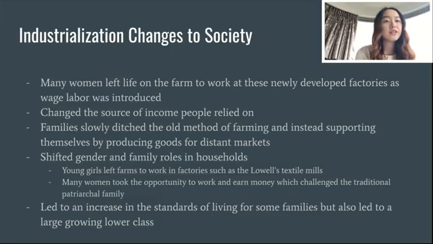Gender and family roles in households were also shifted. Many young girls left farms to work in factories such as Lowell's textile mills. With women taking the opportunity to work and earn money, it challenged the traditional patriarchal family. This large change in the society led to an increase in the standards of living for some families, but also led to a large growing lower class.